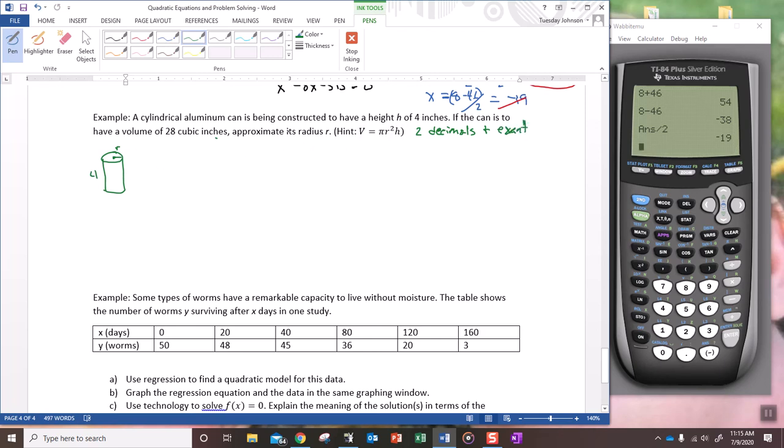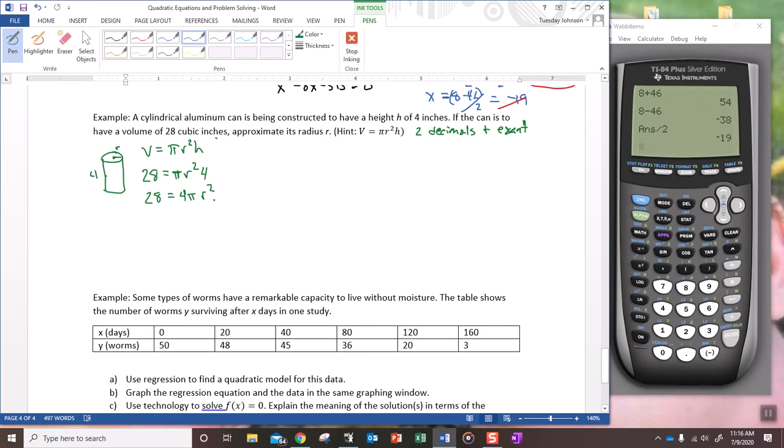Now a hint given here is the volume of a cylindrical can. This is called a right circular cylinder. Volume equals pi r squared h. We know the volume is 28. We have no idea what the radius is, but we know the height is 4. So we could rewrite this: 28 equals 4 pi r squared.